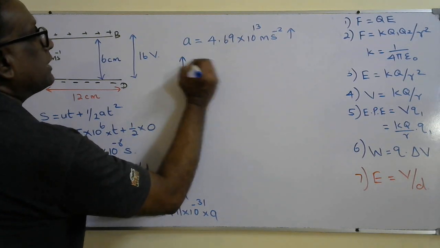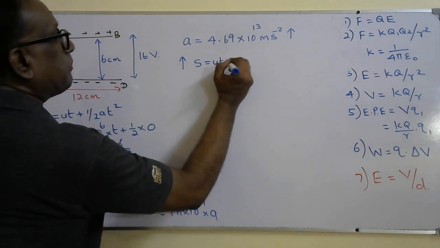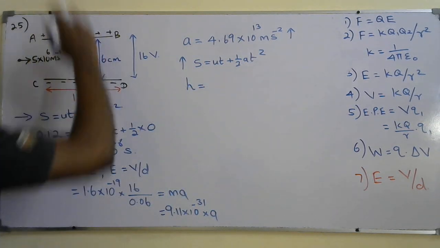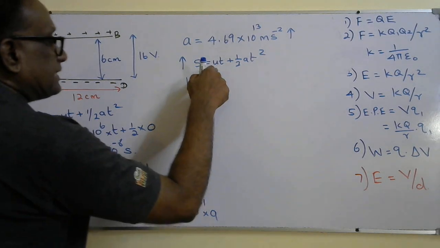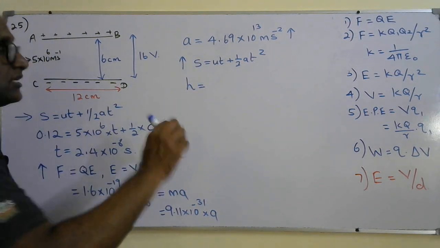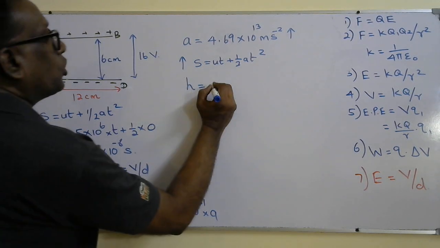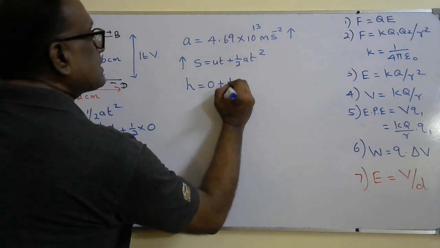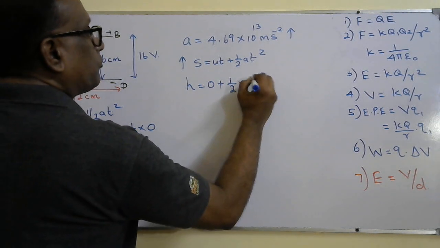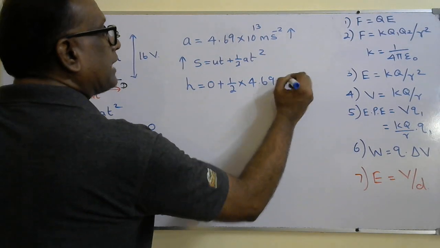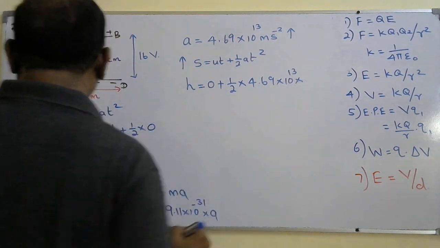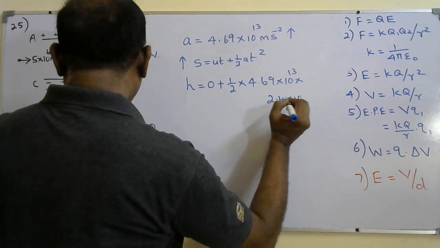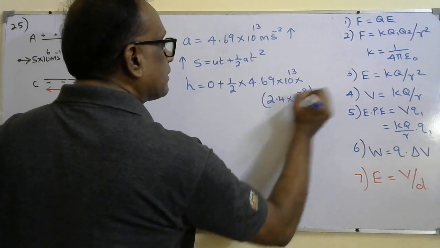So vertically upwards we'll use s = ut + ½at². So the distance it could move in the upward direction: the initial speed parallel to the plates we are using, perpendicular to the plates there is no component of initial velocity, that is 0, plus half into acceleration 4.69 × 10^13 into the time, which we know is 2.4 × 10^-8, squared.